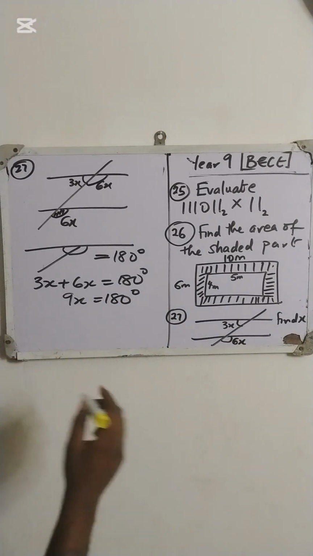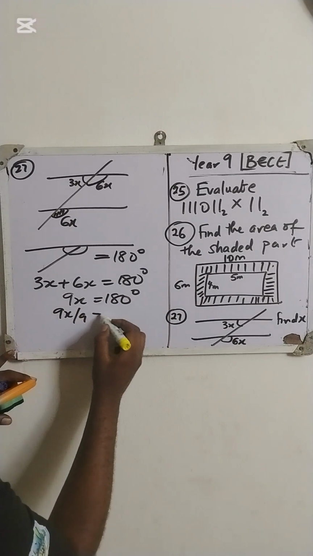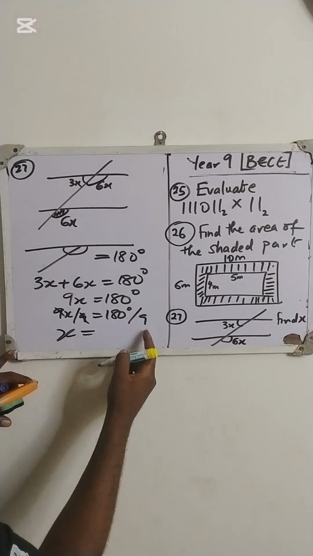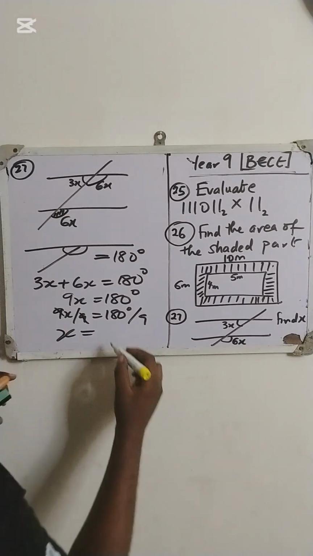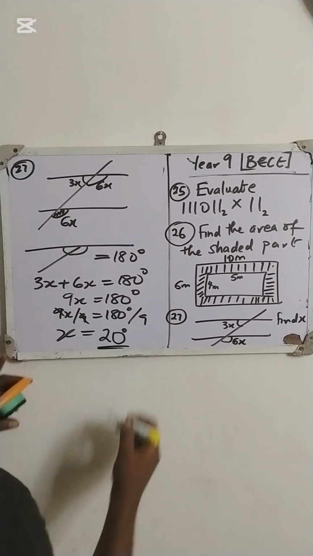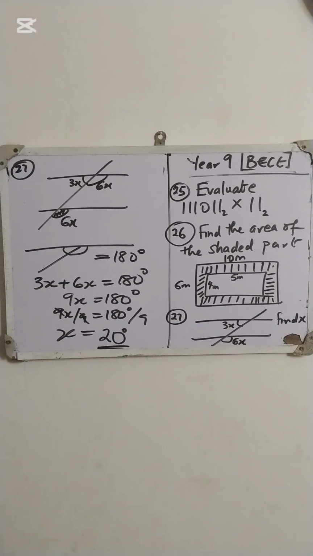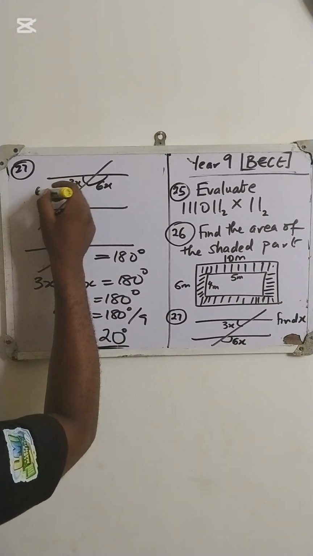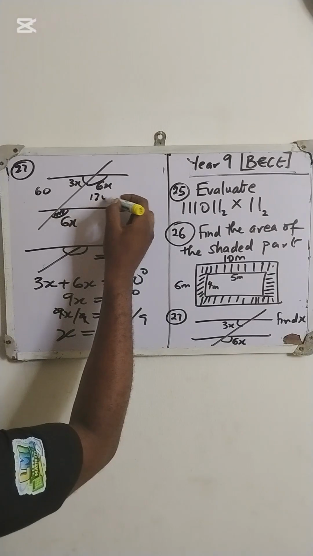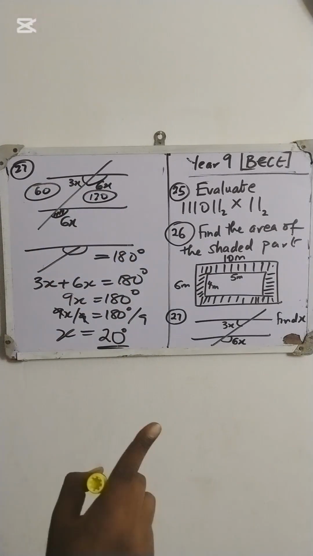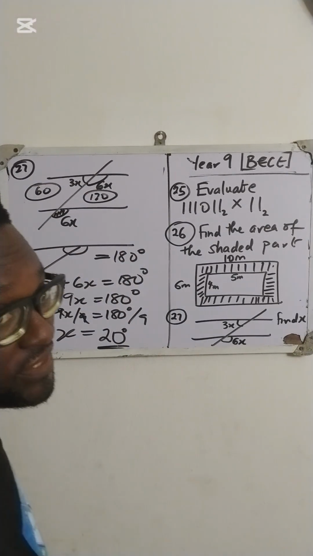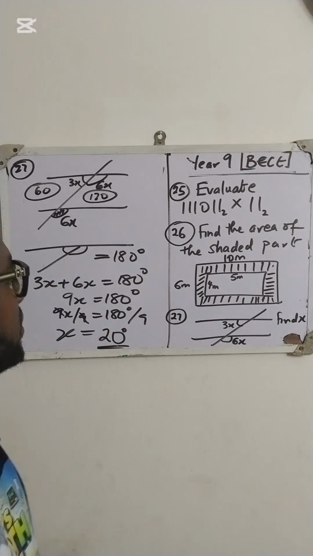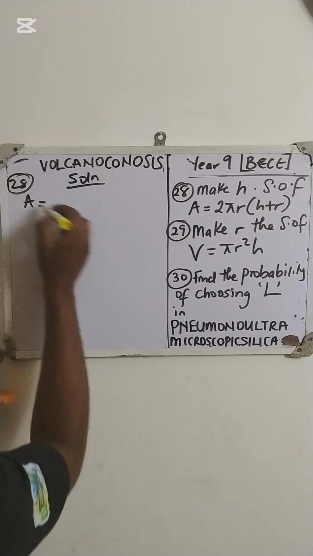Divide both sides by the coefficient of x. So we have 9x over 9 equals 180 degrees over 9. Our x equals 20 degrees. So let's cross-check to see whether we are correct. 3 times x is 3 times 20, so here is 60. 6 times 20, here is 120. 120 plus 60 is 180. See? That's how it is. So this is number 28.